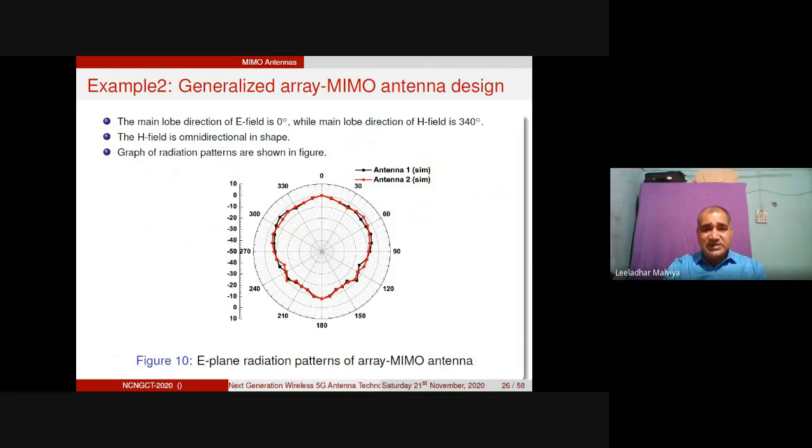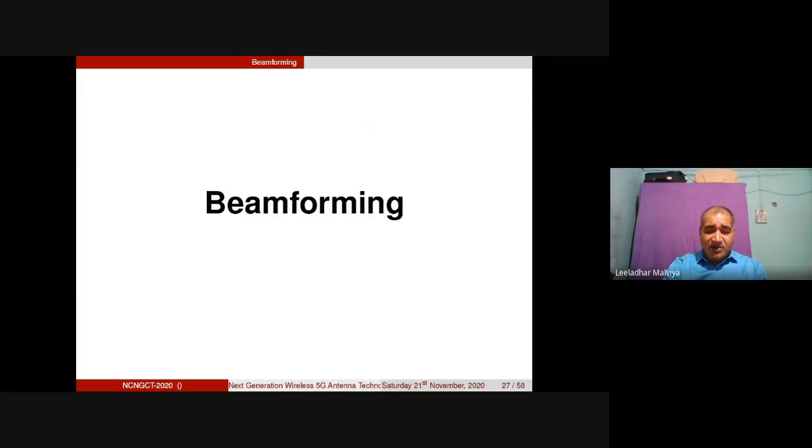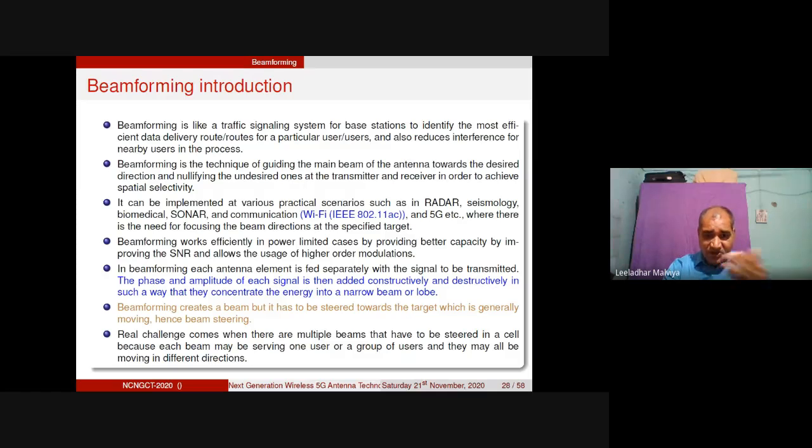So these are the designs which show the arrays as well as the combination of array and MIMO to make highly directional gain patterns or highly directive patterns. Now come to the beamforming, how these arrays and MIMO antennas or MIMO array antennas can show the coverage of a particular direction. I'm skipping this because we have already covered so many things on this slide, right?